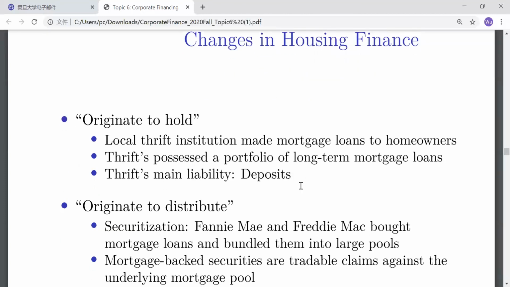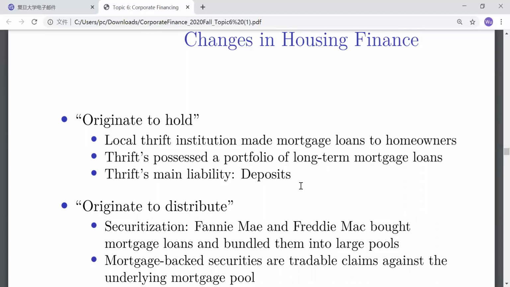Another change that facilitates the occurrence of financial crisis is a change in housing finance, in other words, the securitization of mortgage loans, right? So this is another root cause of financial crisis.